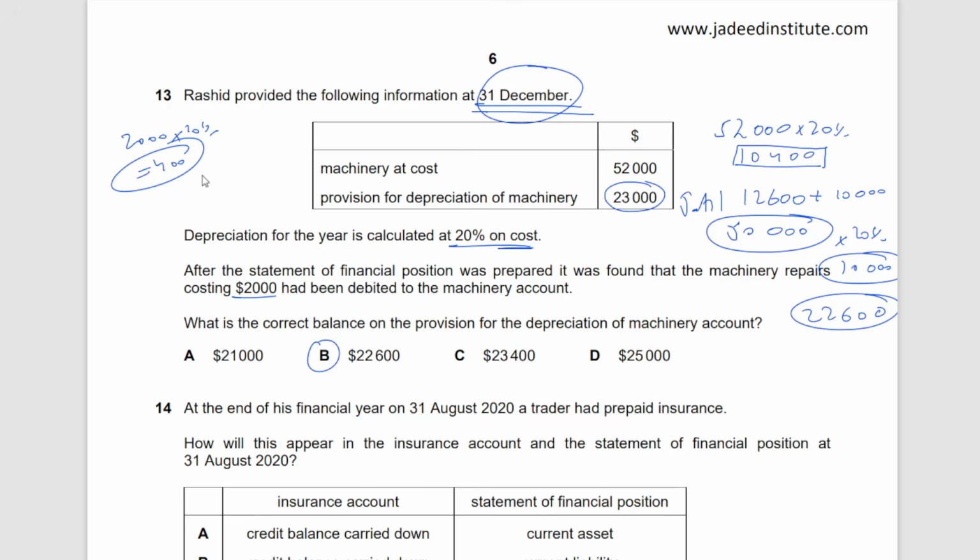Well, this was over depreciated. This 2000 was not supposed to be depreciated. Well, it was. So let's just remove the effect of this 400 and we're good. Now it's up to you which one you want to choose. This one's the longer one, this one's the shorter one, but whatever makes sense to you, just take that one.